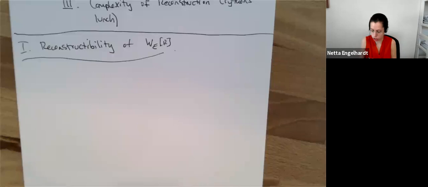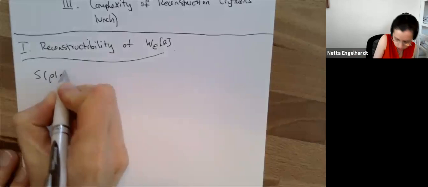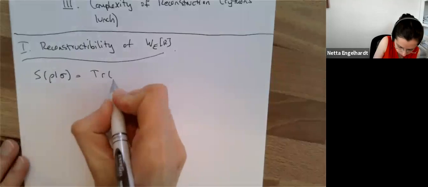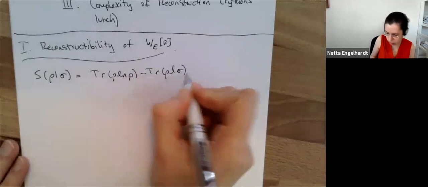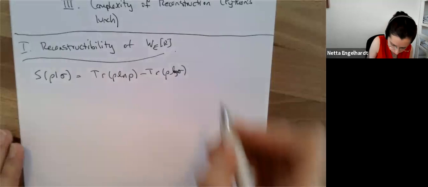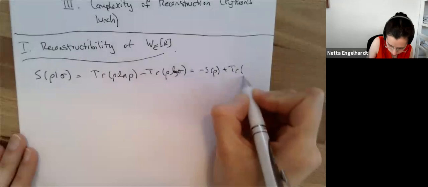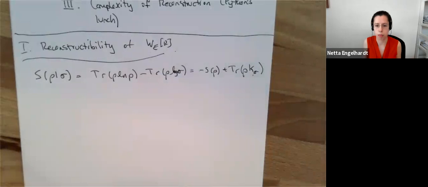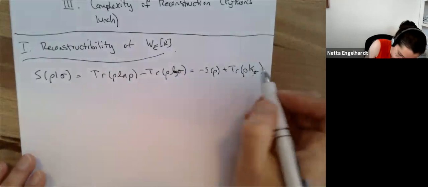To understand this, we need one final ingredient, which is the relative entropy in AdS/CFT, and in particular the so-called JLMS proposal. Let me remind you of the definition of the relative entropy. If we have two states, two density matrices, rho and sigma, then we can write the relative entropy as trace of rho log rho minus trace of rho log sigma, which we can also write as minus S of rho plus trace of rho K sigma, where K here is the modular Hamiltonian, that's minus log sigma.